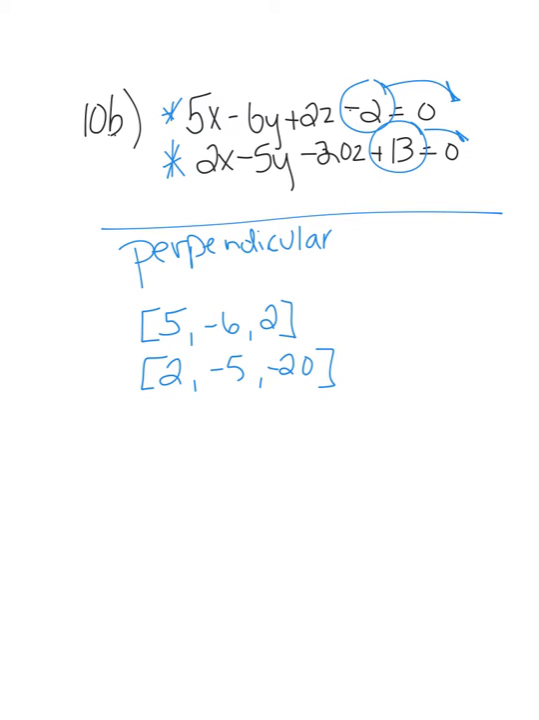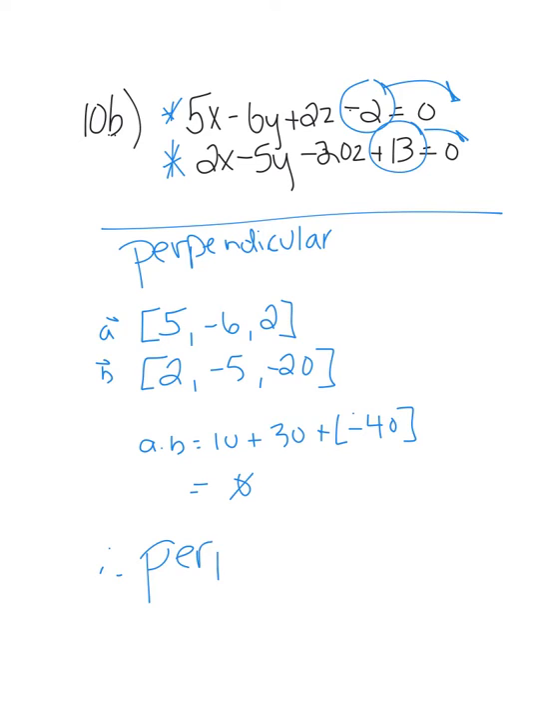So what I need to do is calculate the dot product. I'll just call this one A and this one B. So I've got A dot B is equal to 5 times 2, -6 times -5, and 2 times -20. 10 plus 30 is 40, minus 40 is 0. Since the dot product of my normal vectors is 0, that means that I do know that this is perpendicular.